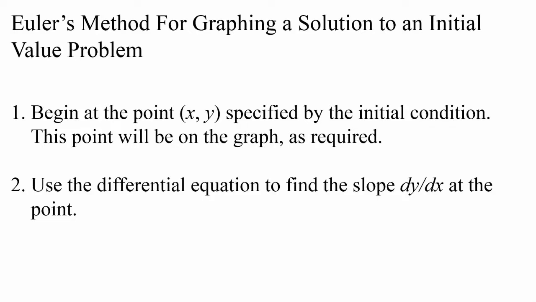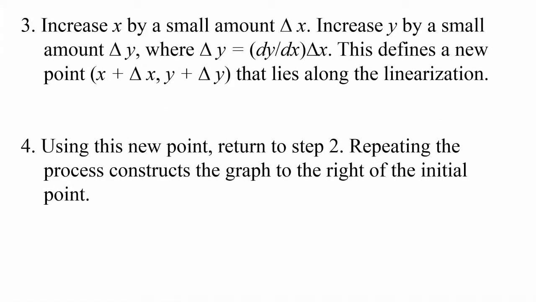Euler's method for graphing a solution to an initial value problem. Step 1. Begin at the point (x, y) specified by the initial condition. This point will be on the graph as required. Step 2. Use the differential equation to find the slope dy/dx at the point. Step 3. Increase x by a small amount called delta x. Increase y by a small amount, delta y, where delta y is equal to dy/dx times delta x. This defines a new point, (x plus delta x, y plus delta y), that lies along the linearization. Using this new point, return to step 2.